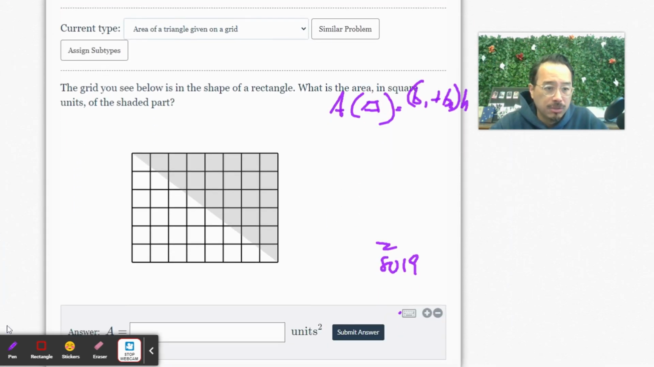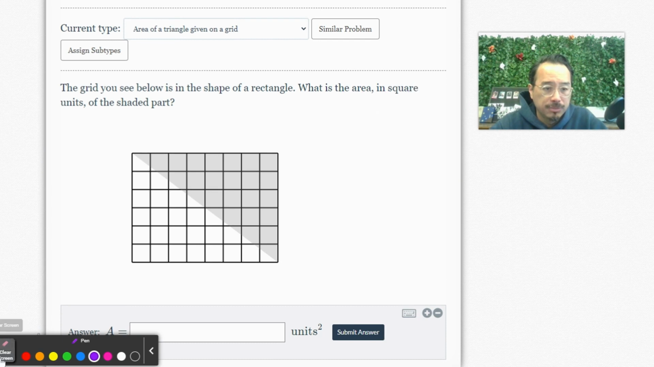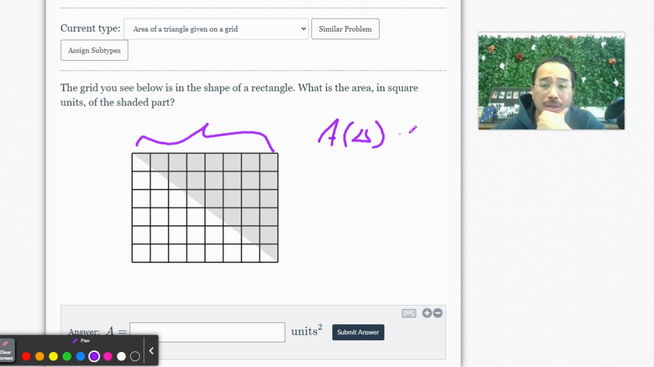Now this last one is something like this. Here is a triangle on a grid. They just want to know the shaded part, which is the triangle. Here you're going to count the base. So what's the area of a triangle again? Base times height divided by 2. In other words, it's like half of a rectangle.